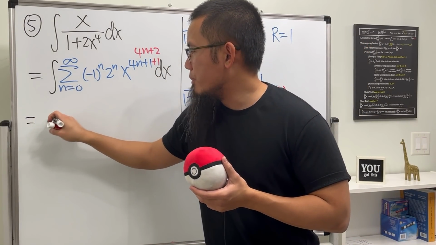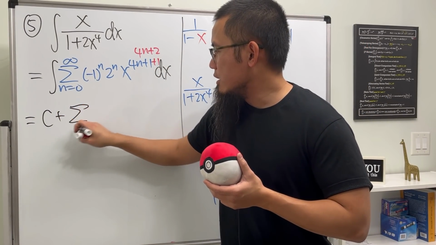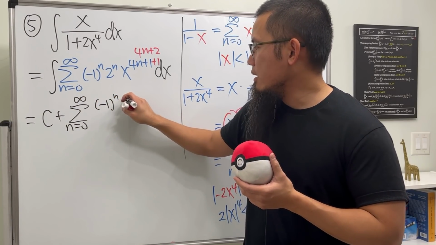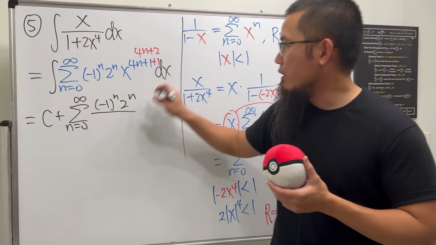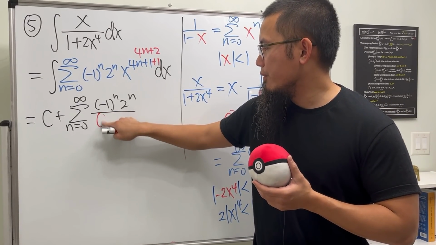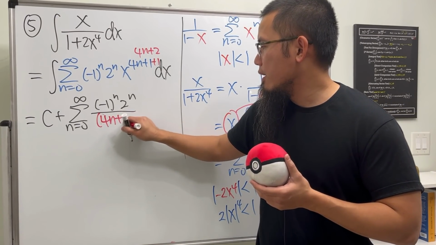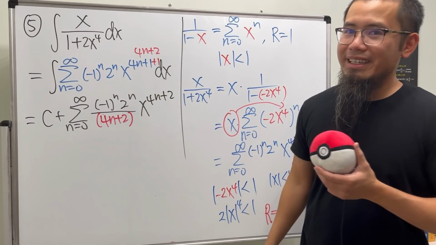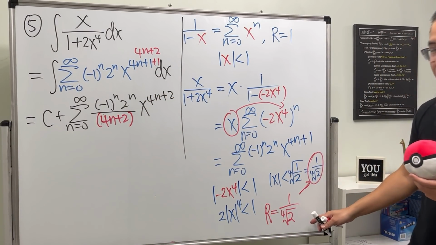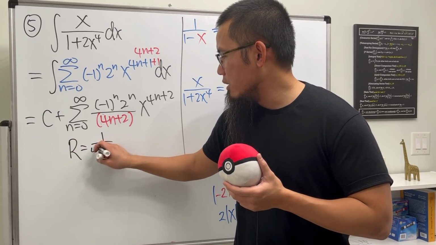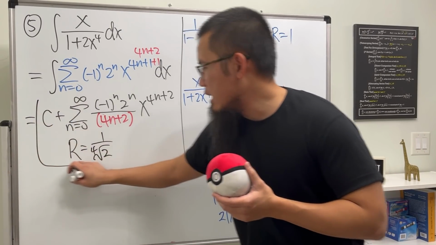And this time, remember the c plus, and then the series as n goes from 0 to infinity, negative 1 to the n, 2 to the n, over that new power, which is 4n plus 2, and then x to the 4n plus 2. And finally, the radius of convergence stayed the same. So r equals 1 over the 4th root of 2. And then with that, we are done.